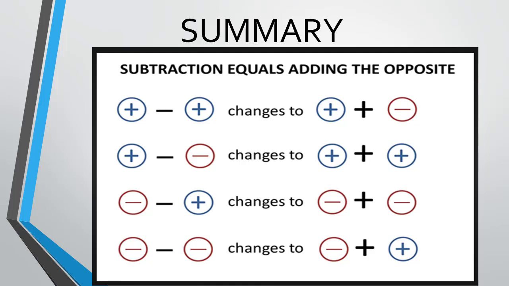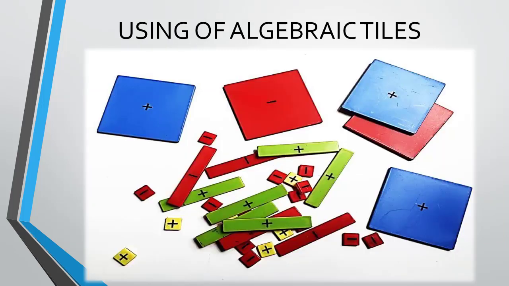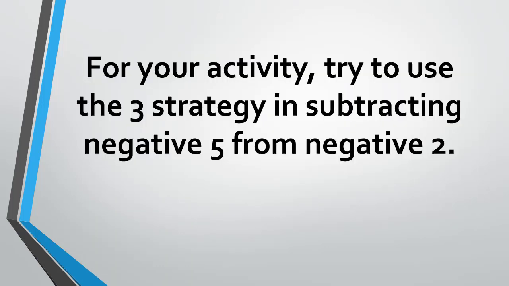To sum up, we were able to demonstrate how to subtract integers by adding the opposite. Second, using the number line. And third, by the use of algebraic tiles. For your activity, try to use the 3 strategies in subtracting negative 5 from negative 2.